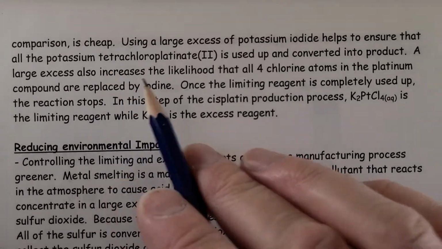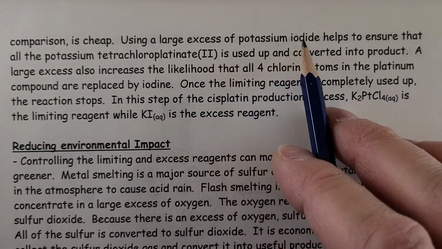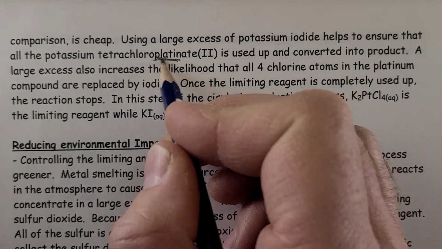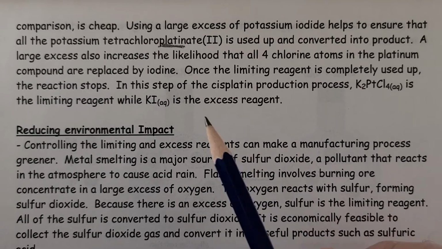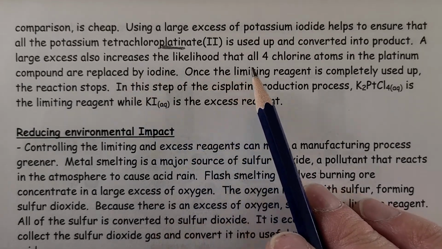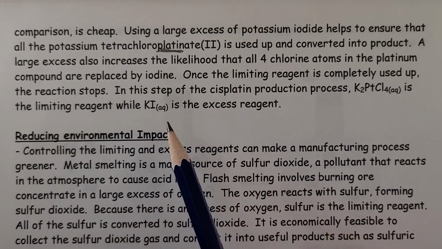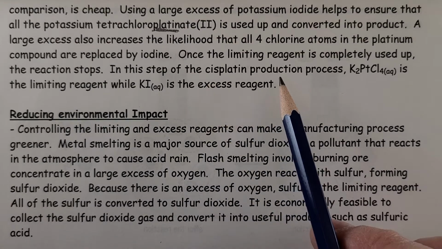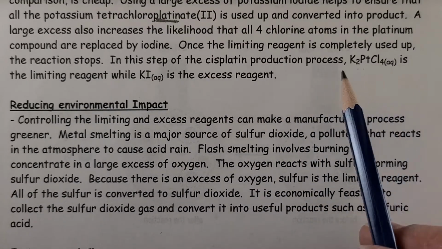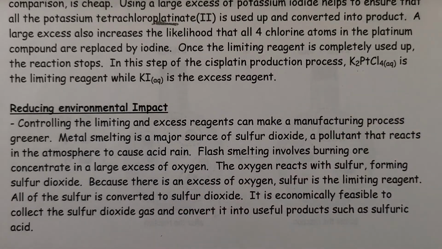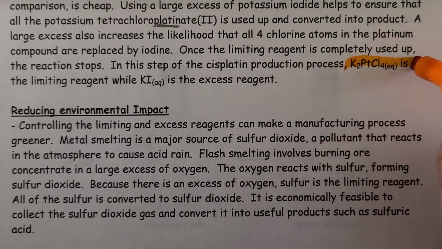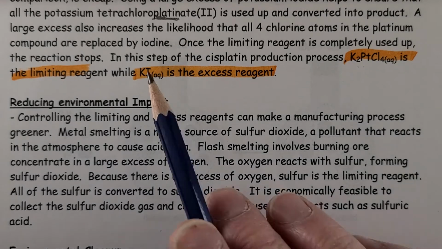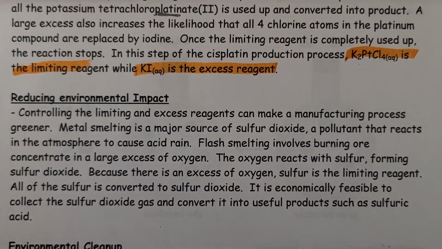So if you look at the next page, it's cheap. Using a large excess of potassium iodide is okay because it's cheap, to ensure that all of that potassium tetrachloroplatinate is used up and converted into products. A large excess also increases the likelihood that all chlorine atoms in the platinum compound are replaced by iodine. Once the limiting reactant is used up, the reaction stops. In this step of the cisplatin production process, K2PtCl4 is the limiting reagent, as I mentioned, because it's the expensive one. We want to make sure we use it all up and have no leftovers. It's okay to have potassium iodide left over because it's a heck of a lot cheaper than K2PtCl4.